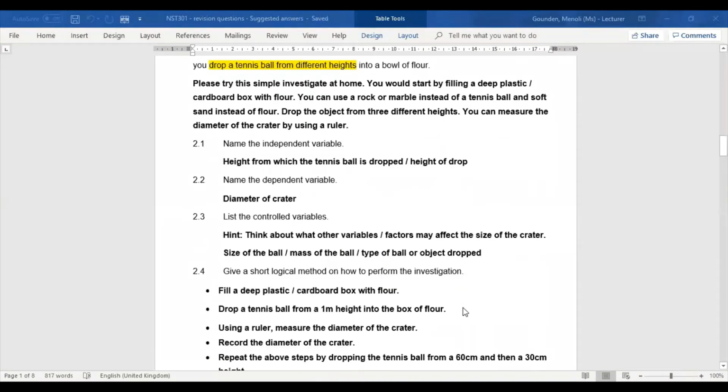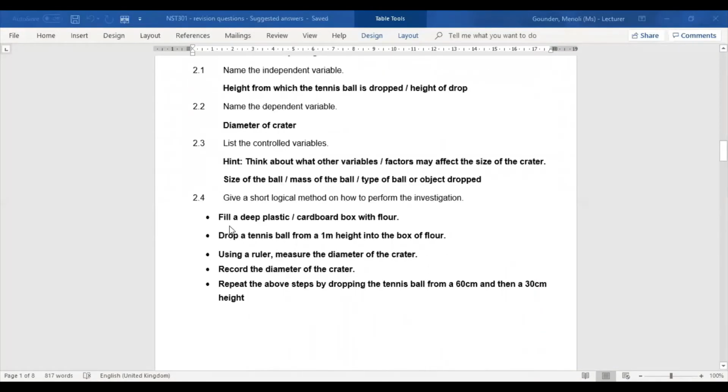2.4 asks you to give a short logical method. Logical means in the correct order and in the correct steps on how to perform the investigation. So I gave you a blurb above in case you wanted to carry it out and you could have used that. So you'll start by filling a deep plastic or cardboard box with flour. You would then choose an object that you wish to drop. In this case, if you choose a tennis ball, and like I said, you could start from a 1 meter height. Once the crater is formed, you'd now need to use a ruler.